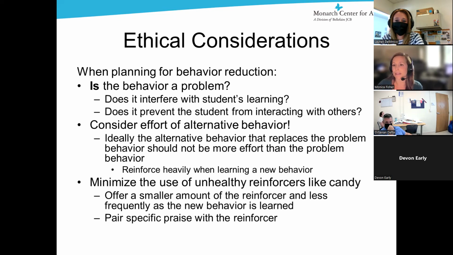We need to keep in mind kids' weight. We also need to keep in mind that we're not creating a really unhealthy relationship with food for these individuals. So always keep that in mind, and think about how we can limit the use of these food items or unhealthy reinforcers by pairing them with other positive things, like praise or, I don't know, time on an iPad or something like that.